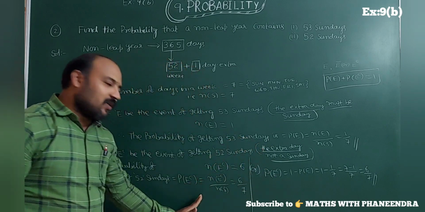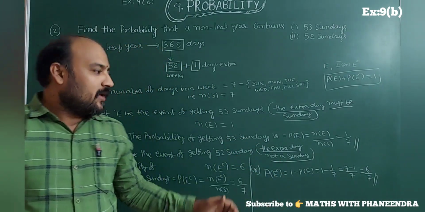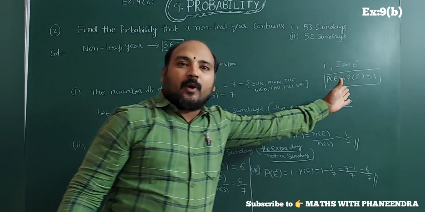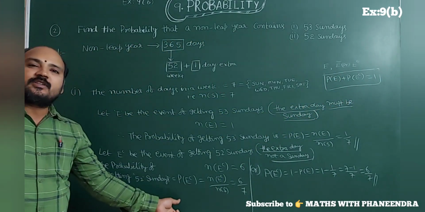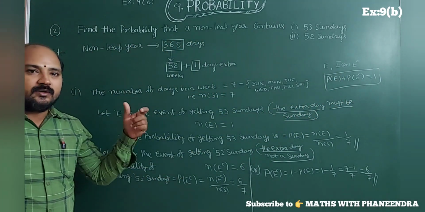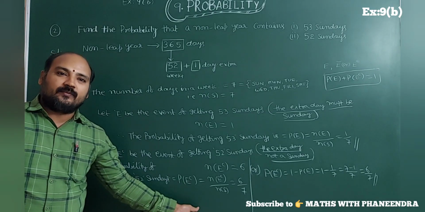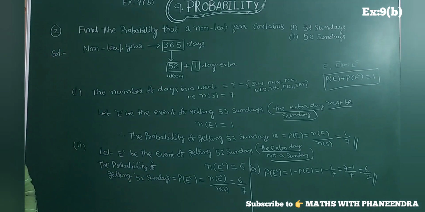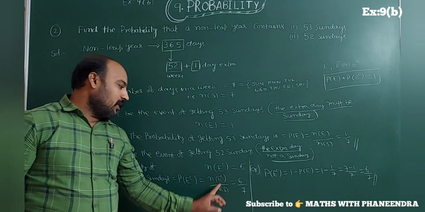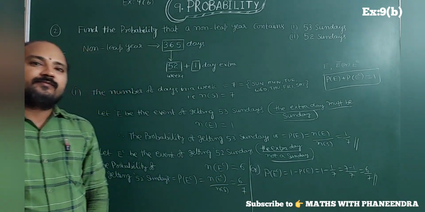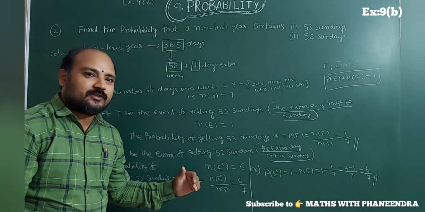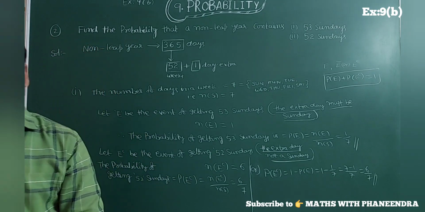Even in that way also we can do that. So either this one or this one you can approach. This is by using the complementary property, and this is by using the general definition of probability. So n of E complement by n of S, 6 by 7. I hope you understand that, dear students. We will move on to the next question.